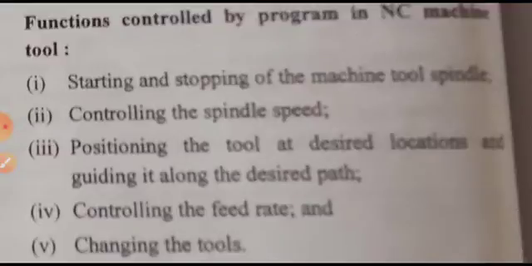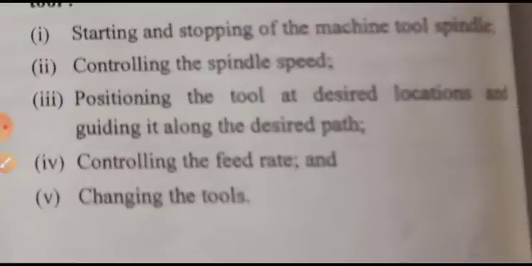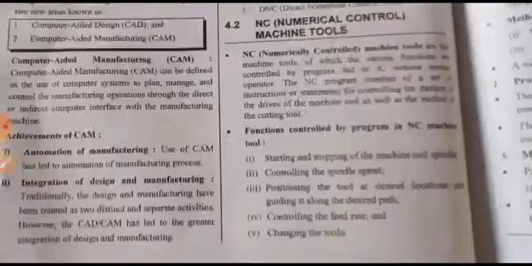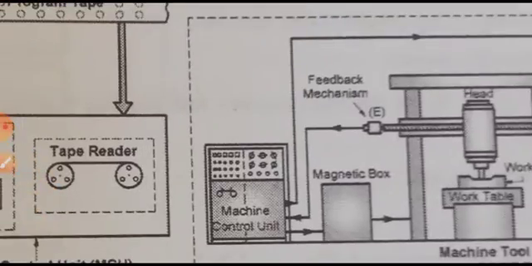The functions controlled by the program in CNC machine tools are starting and stopping the machine tool spindle, controlling the spindle speed, positioning the tool at the desired location and guiding it along the desired path, then controlling the feed rate and changing the tools. All these are operations that can be performed by these NC machines.